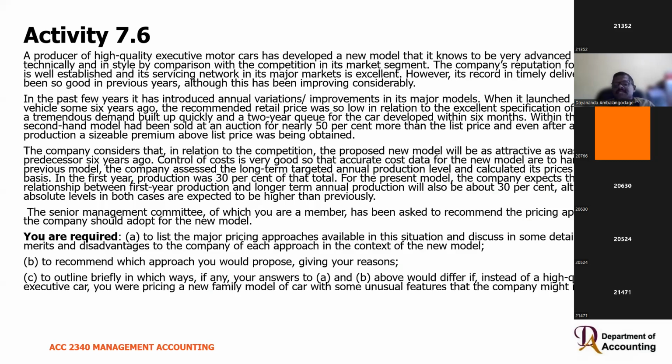To recommend which approach you would propose, given your reasons: since you see that their estimated cost, the full capacity and the actual capacity, there is a variation, it is better to use variable cost plus pricing. Then you ignore the fixed cost, and you charge a certain percentage for the fixed cost.